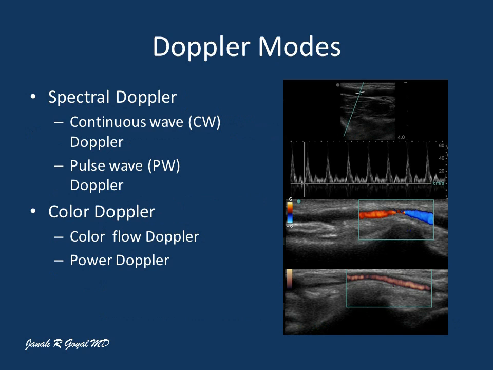Here are the commonly used modes of Doppler sonography. The spectral Doppler records the tissue movements in the form of a graphic display, whereas the color Doppler records the tissue movements as a visual display of colors. The color Doppler and power Doppler are most useful in musculoskeletal sonography.